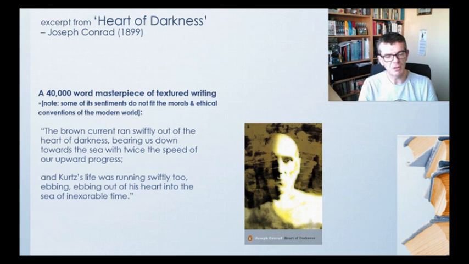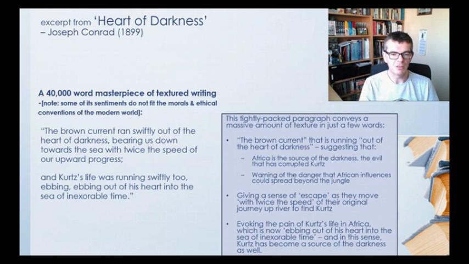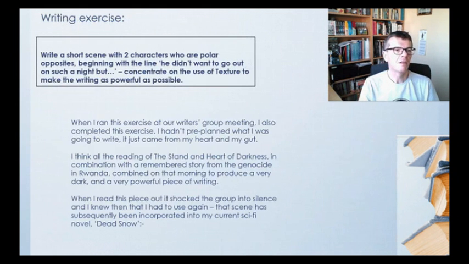Whether you agree with Conrad's morals and ethics or not, the passage itself is very evocative. If you want to now pick up on this as an exercise, the challenge is to write a short scene with two characters who are polar opposites, beginning with the line, "He didn't want to go out on such a night, but..." And in your exercise, concentrate on the use of texture to make the writing as powerful as possible. When I ran this exercise at our writers group meeting, I also did it.